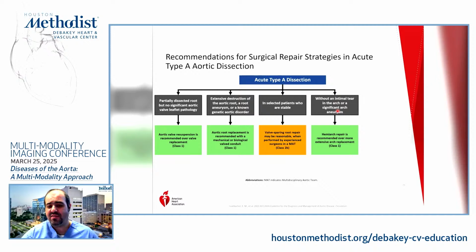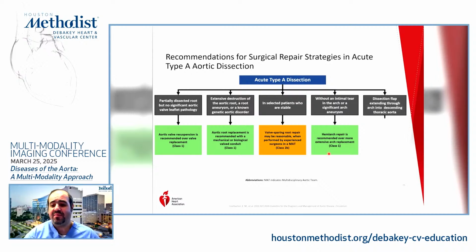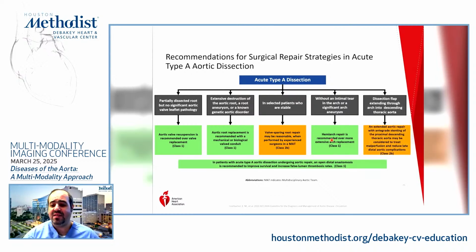But in patients who have no intimal tear in the arch or a significant arch aneurysm, which is the majority of patients, a hemi-arch repair is going to be recommended over a more extensive arch replacement. But if the dissection flap is extending through the arch and into the descending aorta, then this is where you want to use an elephant trunk with an extended arch repair, and to consider having a stent from the proximal descending aorta in order to reduce the risk of late distal aortic complications.